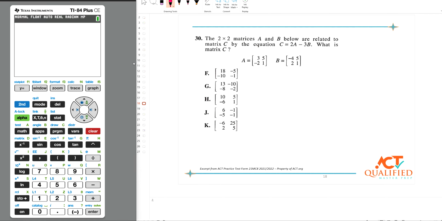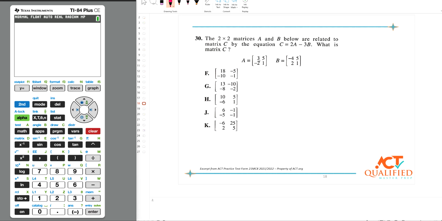Question number 30. 2 by 2 matrices A and B below are related to matrix C by the equation C equals 2A minus 3B. What is matrix C? So to solve this problem, we are going to use our matrix function on the calculator.